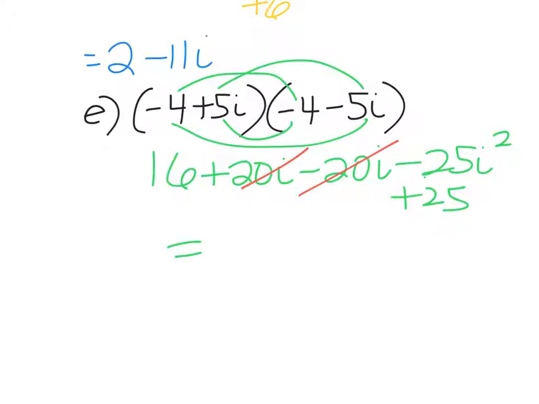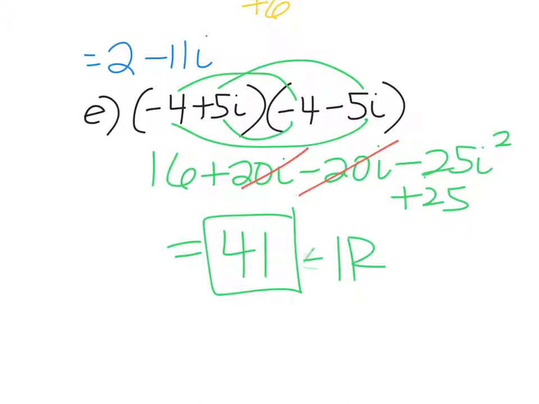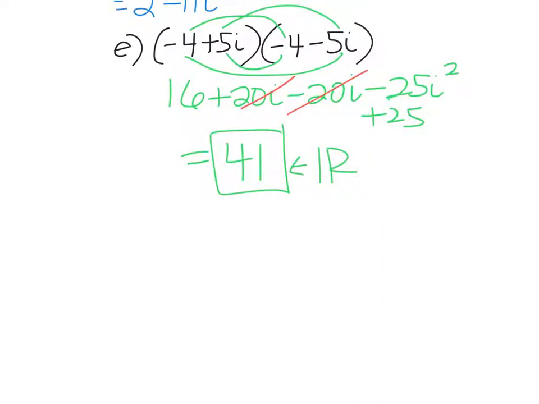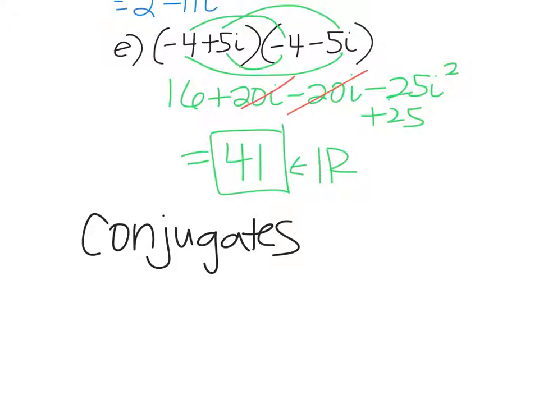So I took two complex numbers and I multiplied them together and I got a real number. Isn't that exciting? Those are special. Those are so special they actually named them something. Those are called complex conjugates, or we could just shorten it and say they're called conjugates. And conjugates look like this.